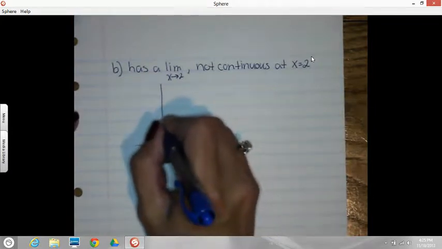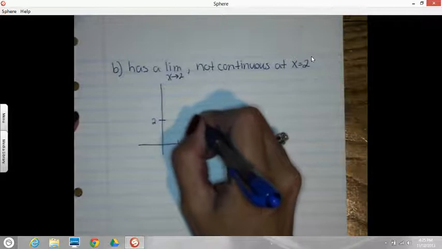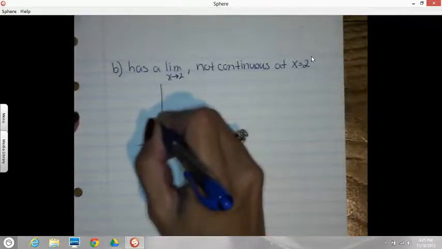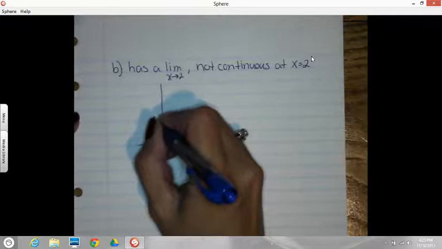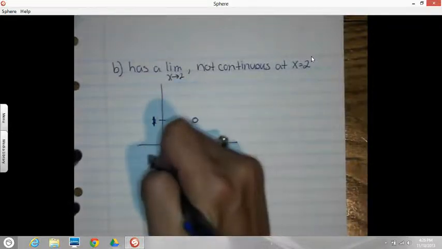So if I just say it's going to approach 2, I'm going to put the hole in the graph right there. Actually, no, I'm going to make that 1. Oh, 2 2's in the problem. So that's at 2, that's at 1. Okay, I'm going to stick with a linear function. I'm going to make it go through the origin.